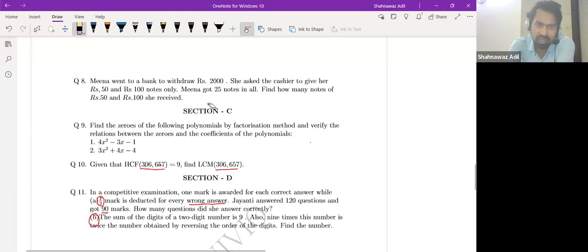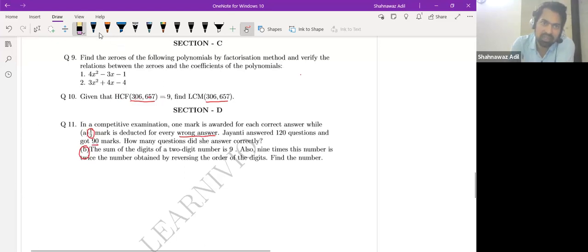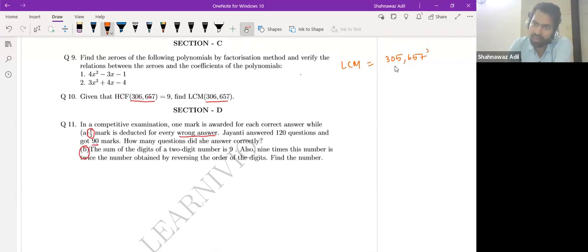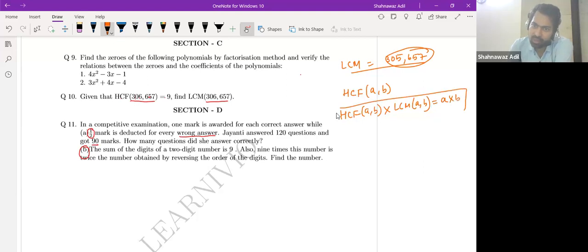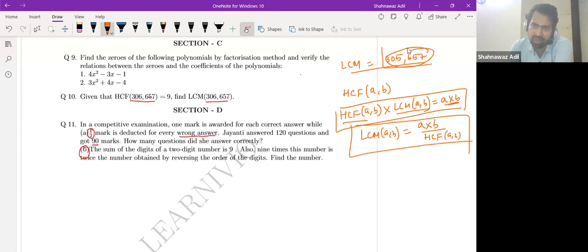So this everybody did, and this. Some of you calculated the LCM of these two numbers by the prime factorization method. But in this question, the HCF of A and B is given, and we know the relation that HCF of AB into LCM of AB gives you A into B, the product of the two numbers. So LCM of AB could be the product divided by the HCF. Whoever calculated the LCM directly, I didn't cut the marks, but we should use this relation, right?